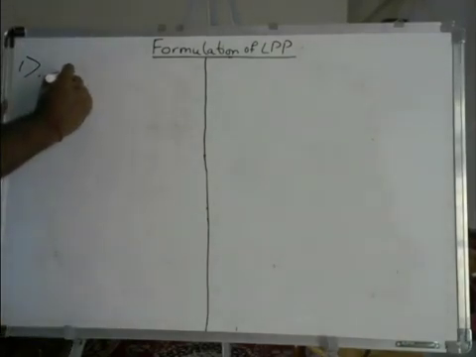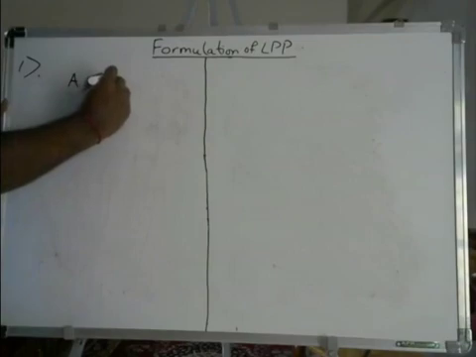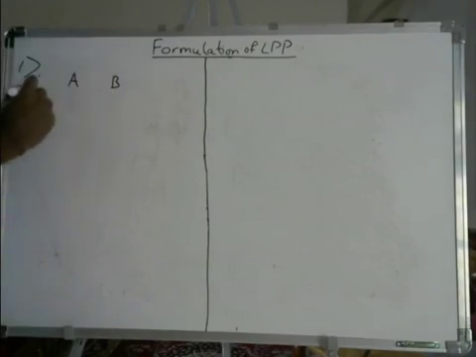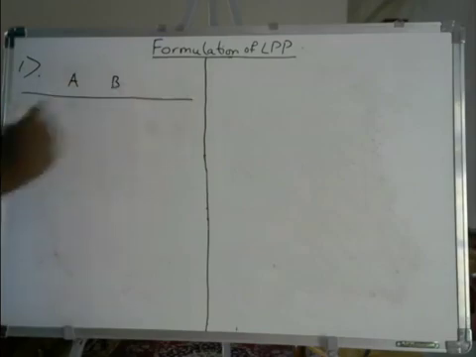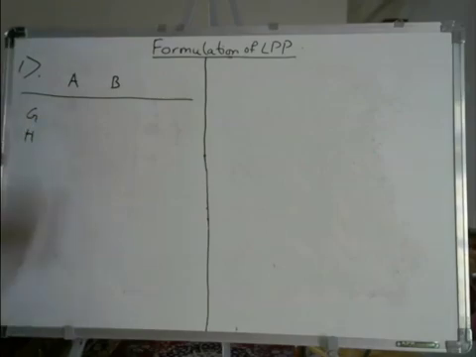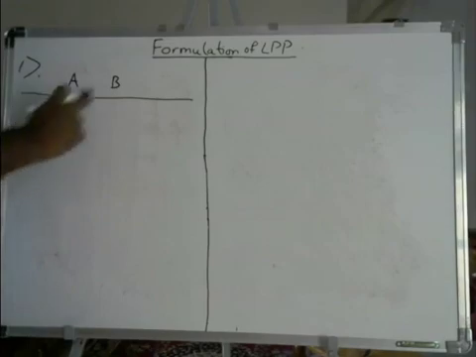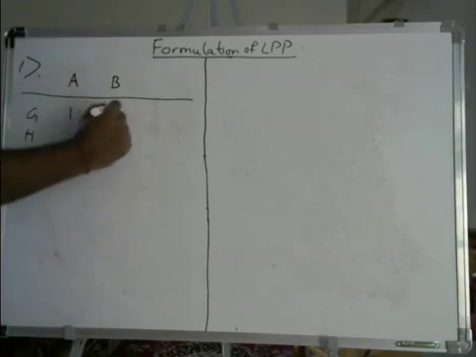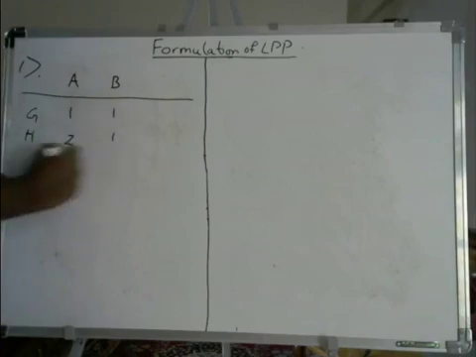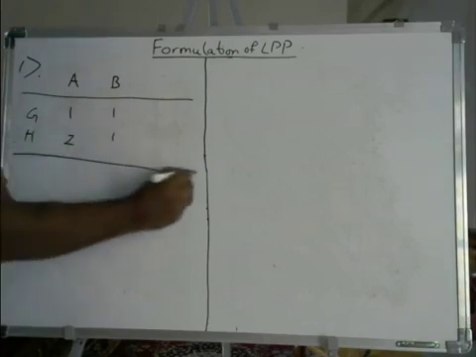solve this. So there are two products, product A and product B, in the company. Now these two products have to go through two different machines, G and H. Product A has to go through 1 minute in machine G and 2 minutes in machine H. Similarly, product B has to go through 1 minute in G and 1 minute in H.